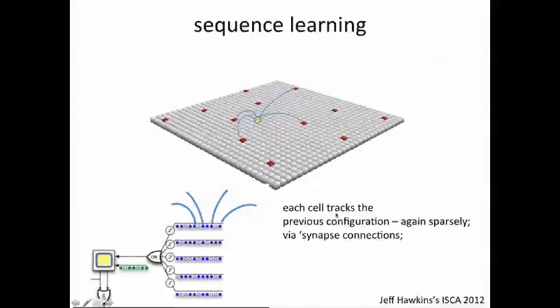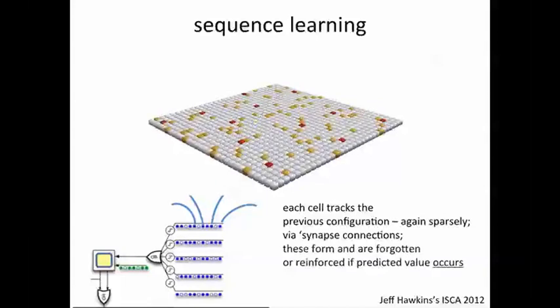So each cell tracks the previous configuration, again sparsely. It doesn't keep track of all the cells which were active in the previous time step, but only a few. And it does this via the synapse connections which are made along these dendrites. So each cell is potentially connected to a number of other cells via this dendrite, and the synapses are the actual connections, which are not permanent but get learned over time. And this is how the learning takes place.